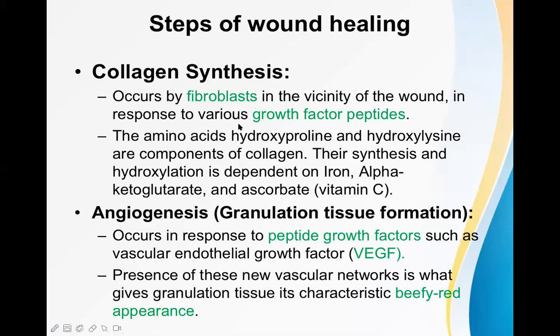For the synthesis of collagen, we need amino acids like hydroxyproline and hydroxylysine. They are the components of collagen, and it also depends on iron, alpha ketoglutarate, and vitamin C, which is known as ascorbic acid. Remember, alpha ketoglutarate is a component of the Krebs cycle, isn't it? So it is synthesized from glucose. So these are the different things.